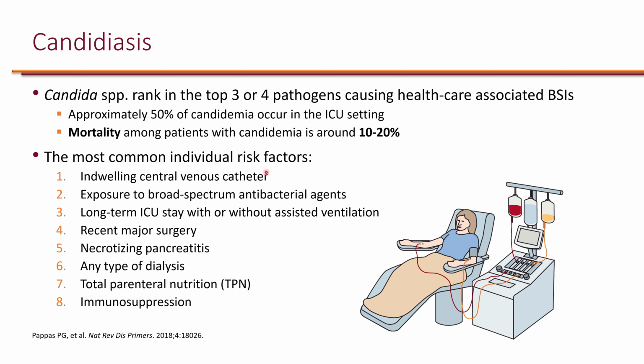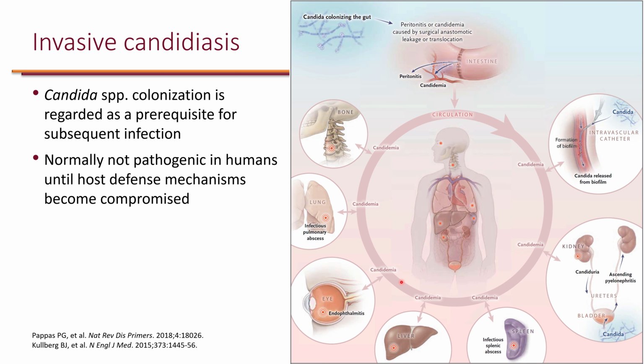And the most common individual risk factors include indwelling central venous catheter, exposure to broad spectrum antibacterial agents. So, another reason for antimicrobial stewardship is that in addition to all the other collateral damage, it also increases the risk of candidemia. Other risks include long-term ICU stay with or without assisted ventilation, recent major surgery, necrotizing pancreatitis, any type of dialysis, TPN, and of course, immunosuppression.